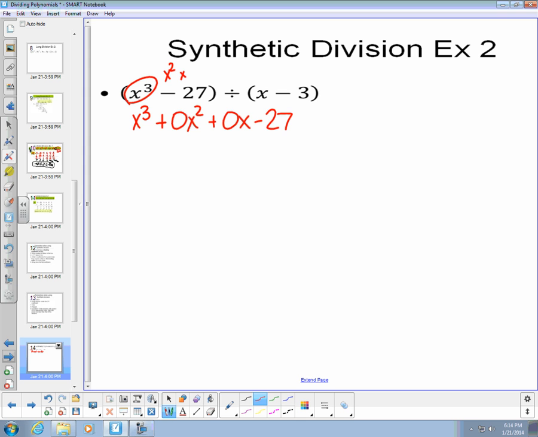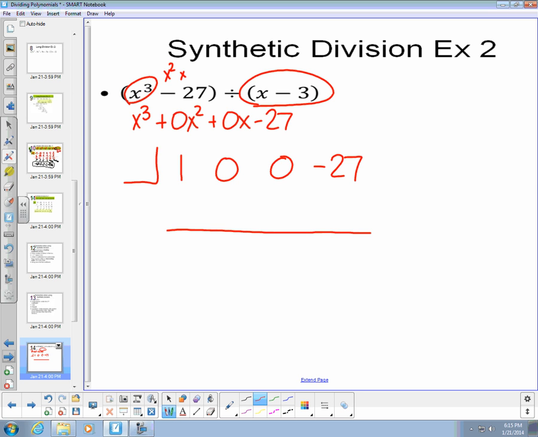So when I set this up, here's the important part. I've got a 1x cubed, so it's a 1, and then a 0, 0, negative 27. If you don't put the zeros in, you will not get the correct answer. Remember, you can always check the answer to division by multiplying your answer times what you were dividing by. Okay. In the box, we need the opposite of the number in the divisor. So if it's x minus 3, I'm going to use a positive 3 in the box. Okay, from here you might want to pause and see if you get the correct answer.